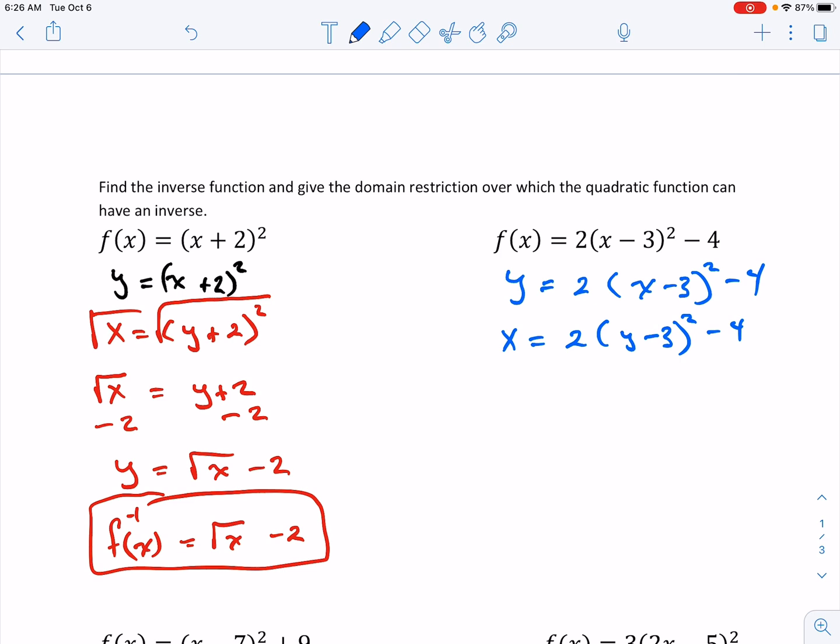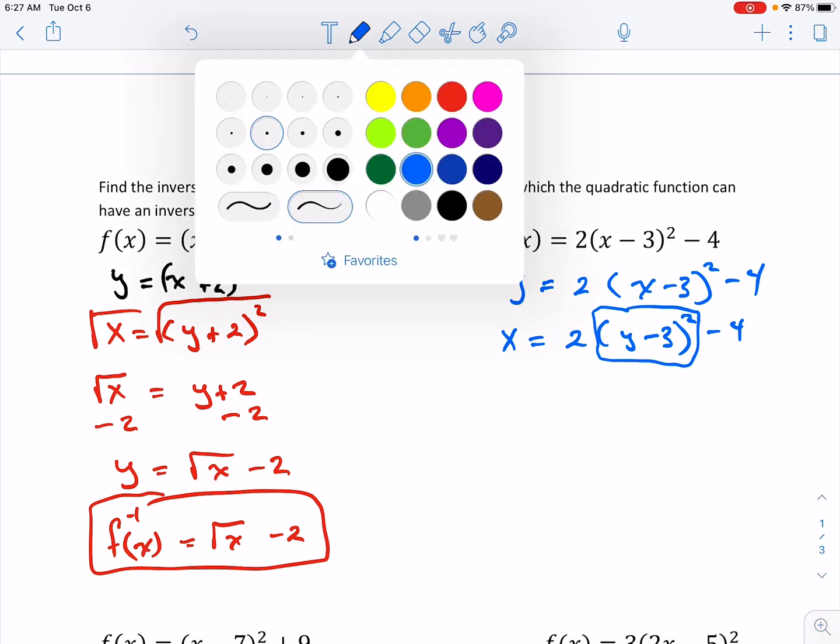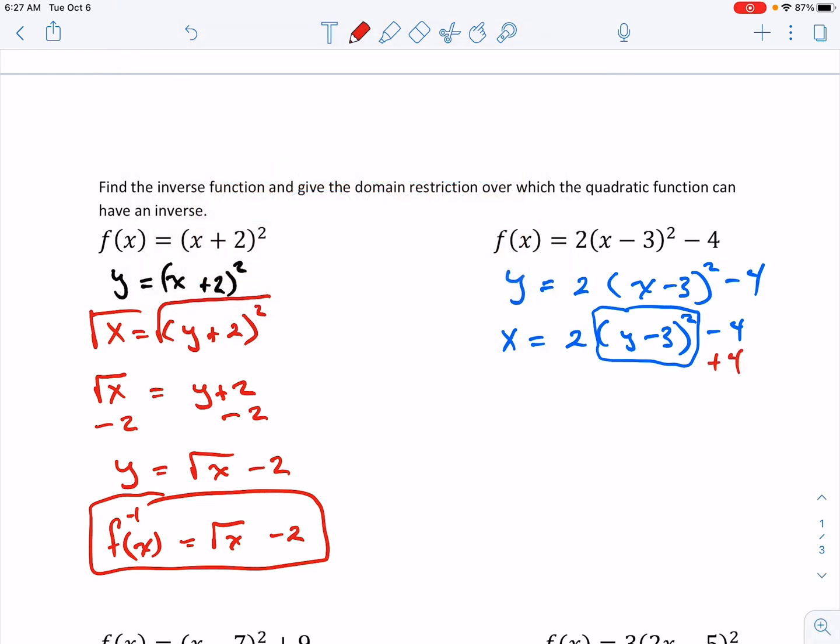Okay, we want to get this quadratic portion by itself. We want to get this part by itself before we take the square root. So I'm going to take care of the adding and subtracting first, then the multiplying and dividing next, before I take the square root. So we're going to add 4 to both sides. So we have x plus 4 equals 2 times (y minus 3) squared. Now we're going to divide both sides by 2. So we have (x plus 4) divided by 2 equals (y minus 3) squared.